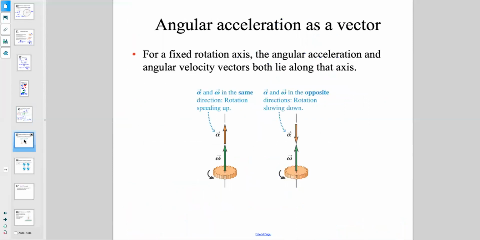Okay? Now, let's take a look at what we mean when we have an increase in the speed of rotation, or a decrease in the speed of rotation. So for a fixed rotation axis, which we can see right here, this is the axis of the rotation. And angular acceleration and angular velocity vectors both lie along the axis. So in other words, if I have omega in that direction upward, so it's a positive omega in this case, and acceleration is also positive, so alpha is also positive, they're in the same direction, so it will speed up. If you have alpha in the opposite direction of omega, then it will slow down. So here, omega is positive, but alpha is negative.